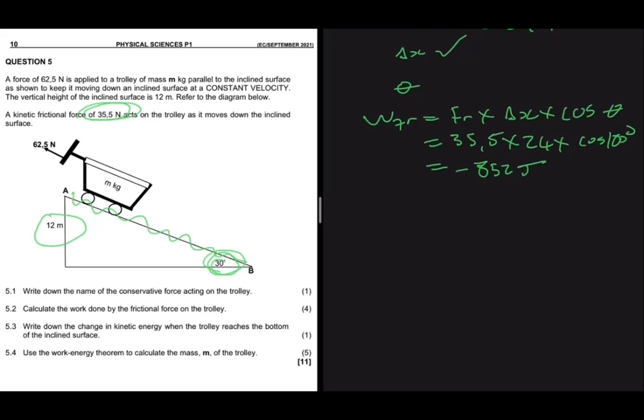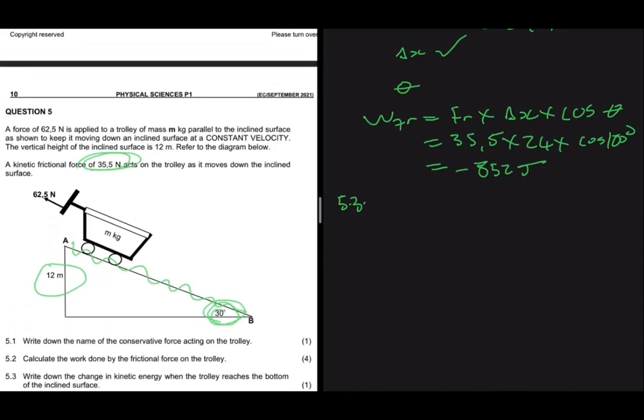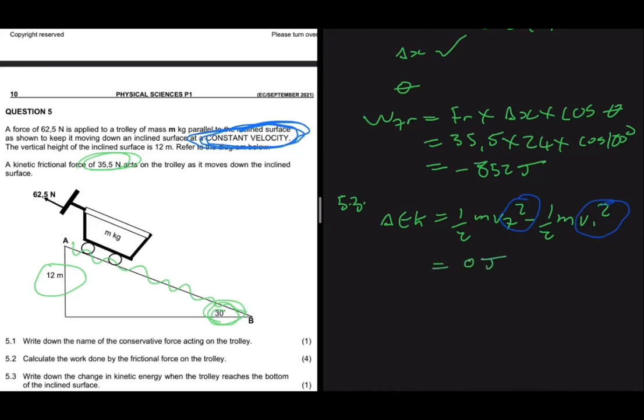And then now let's do 5.3. 5.3 says write down the change in kinetic energy when the trolley reaches the bottom of the inclined surface. Let's go back to our statement again. We have constant velocity here, right? We know that the change in the kinetic energy is equal to a half mass Vf squared minus a half mass Vi squared. If we are moving at constant velocity, then Vf squared is equal to Vi squared. So the change in kinetic energy should be equal to 0 joules, right?